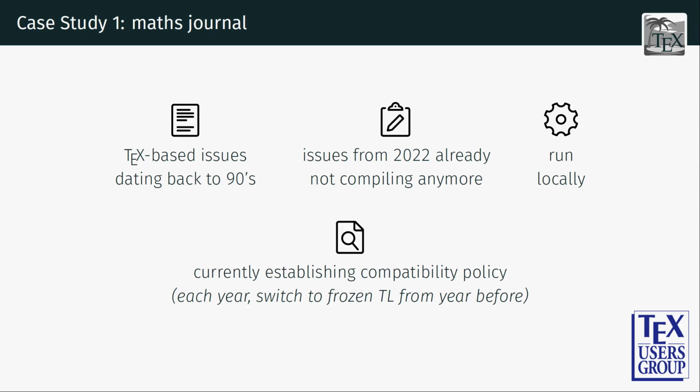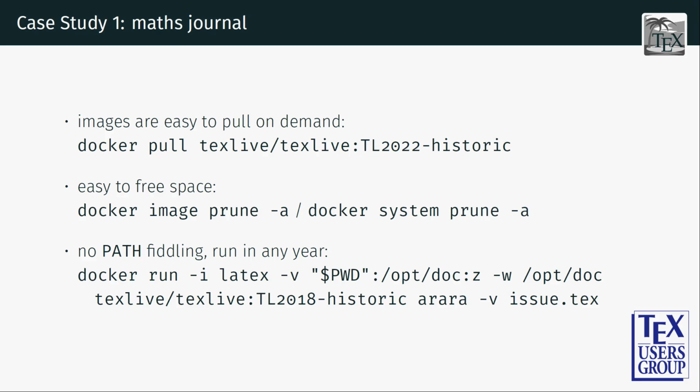Well, the point here is we can use Docker on a local machine, and let's have a look at how that would work. So if you were to install a local TeX Live installation for the historic releases, you are probably, if you are not going the rsync route, going to pull the ISO image of the year and install with the install.tl installer from this ISO image.